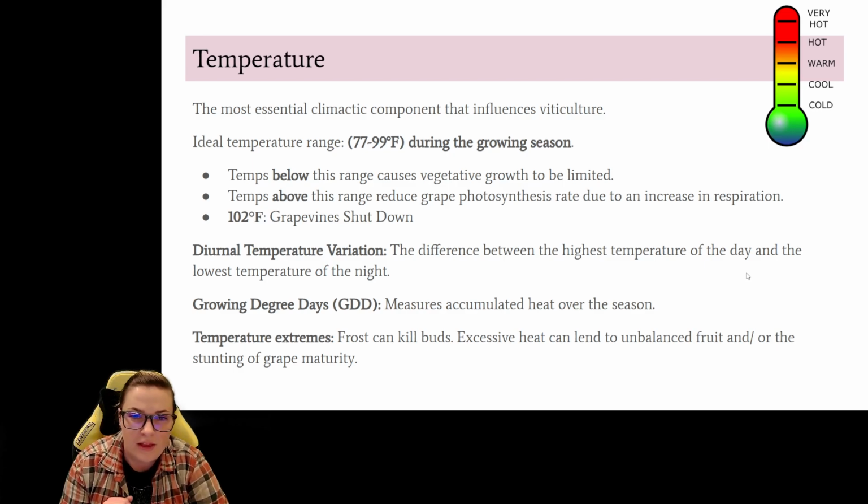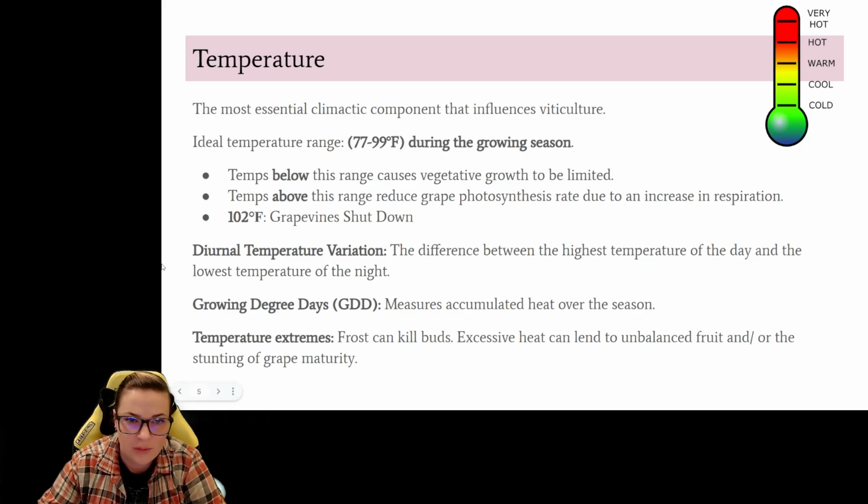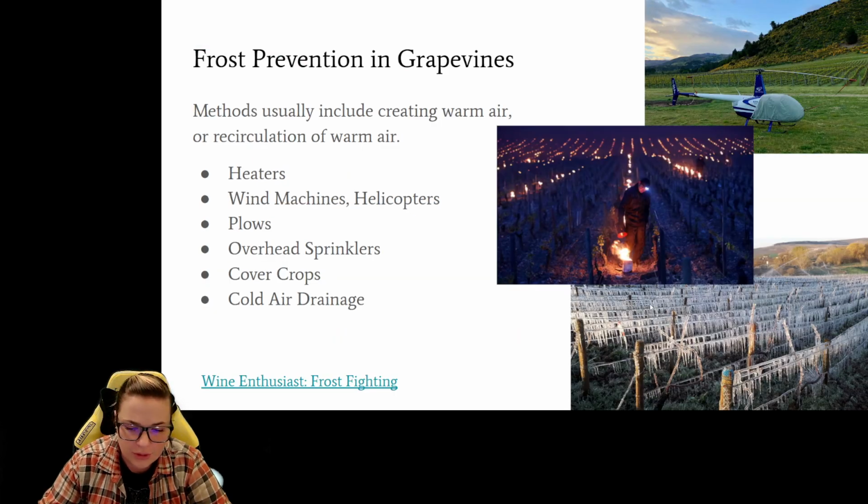So if you have extreme frost or extreme cold, it can lead to frost, which can kill buds. Excessive heat can lead to unbalanced fruit or the complete stunting of the grape maturity, right? So just like we're talking about, at 102 degrees, grapevines will shut down. So that's kind of an overview of just the general things to think about for temperature.